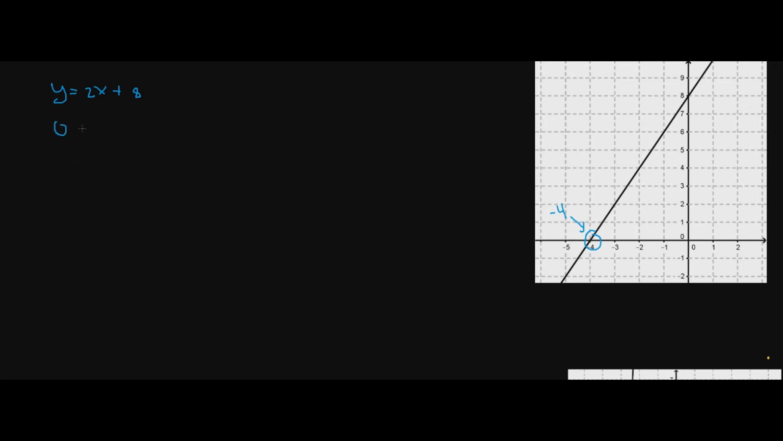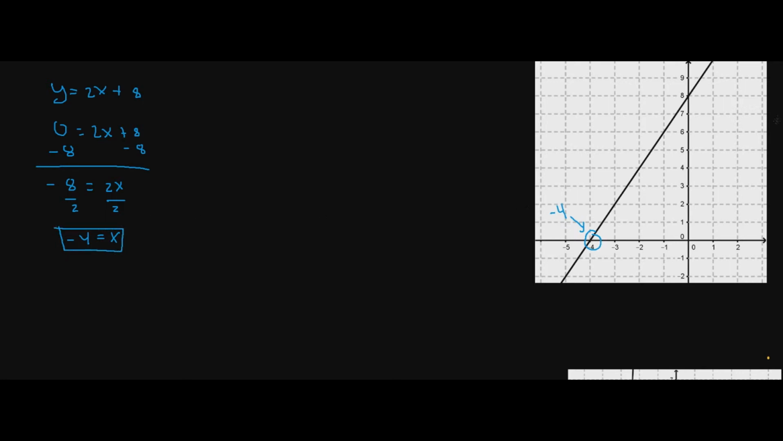If we set our y value equal to 0, we get 0 equals 2x plus 8. We subtract 8 from both sides, and we get -8 is equal to 2x. Then we just divide by 2, and you see that we get our x-intercept to be -4, exactly what we had previously in the video.